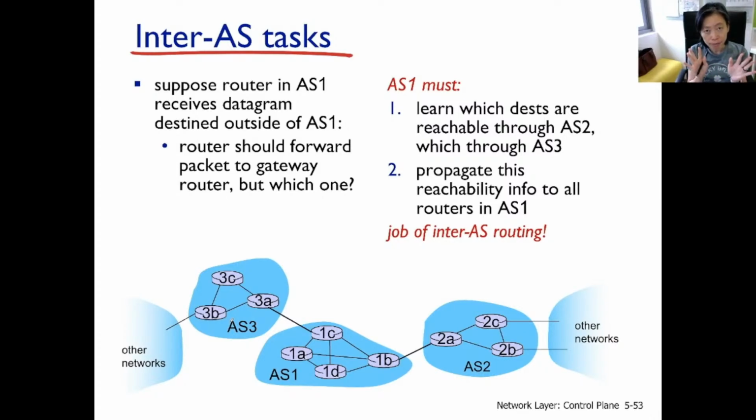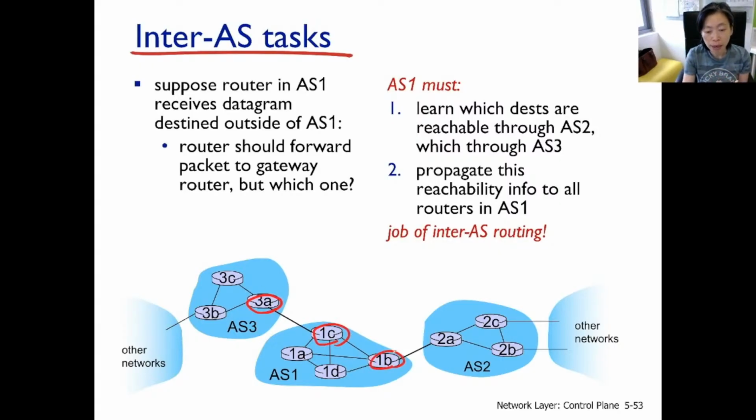To make sure the interplay of the intra-AS and inter-AS routing is more clear, let's take a step back. Look at AS1 here, 1A, 1B, 1C, and 1D. These routers within AS1 would run the intra-AS routing. Therefore, they would know the shortest path going to each other. No problem. Now, at a higher level, at the inter-AS routing level, we have these gateway routers.